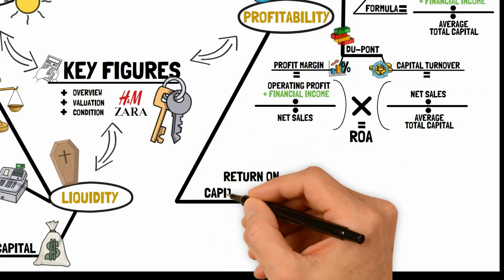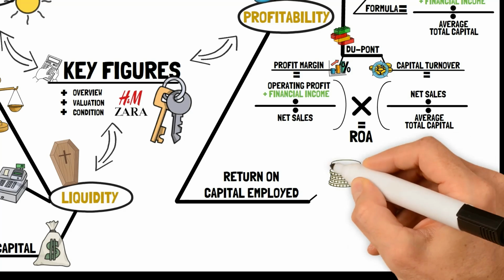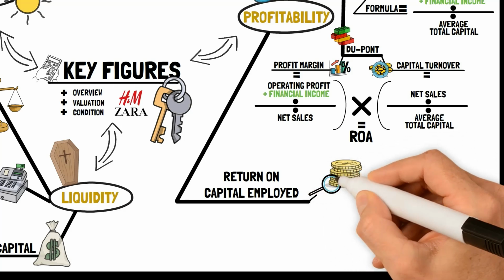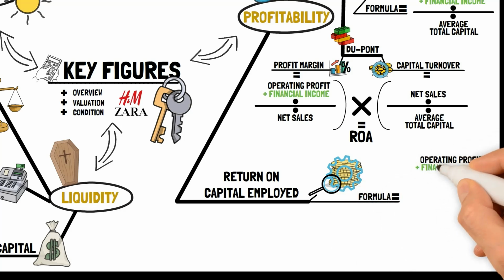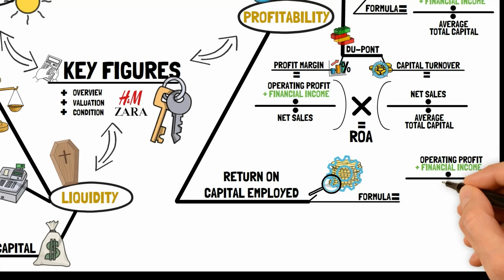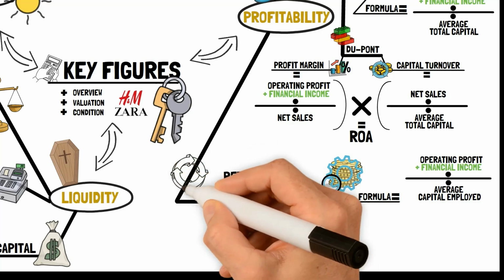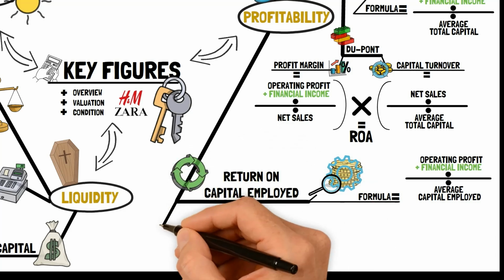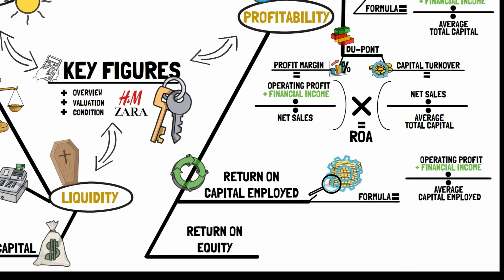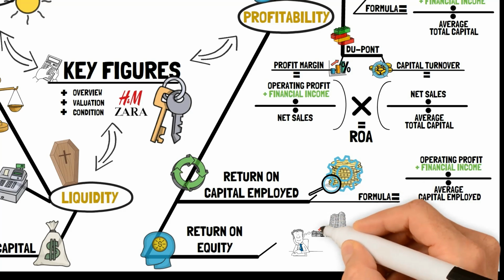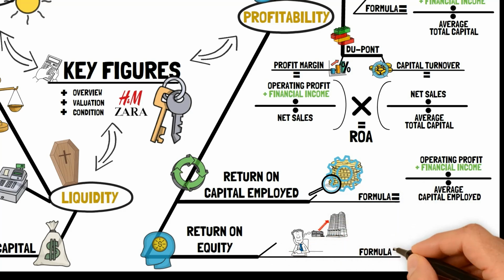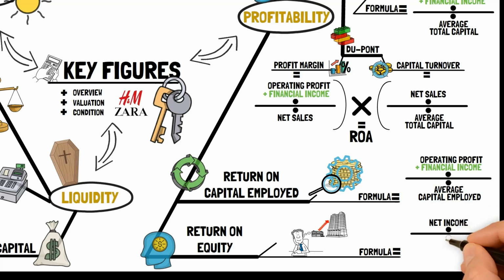Return on capital employed. It shows how profitable a business is based on return on debt and equity. It's equal to operating profit plus financial income divided by average capital employed, which is shareholders' equity plus interest-bearing liabilities. Return on equity before tax. A measure of profitability for the owners that shows how well their invested capital is returned. It's equal to net income divided by average shareholders' equity.